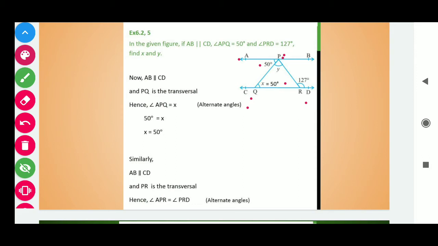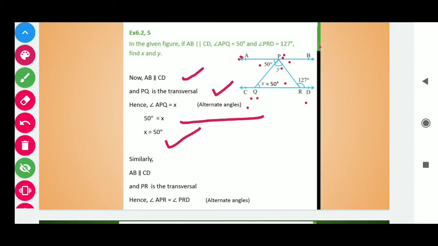So students, now AB is parallel to CD and PQ is transversal. So APQ is 50 degree. In this way we get x is equal to 50 because these angles are alternate angles. You can also write alternate interior angles. Okay. Similarly, now we have to find this y value.